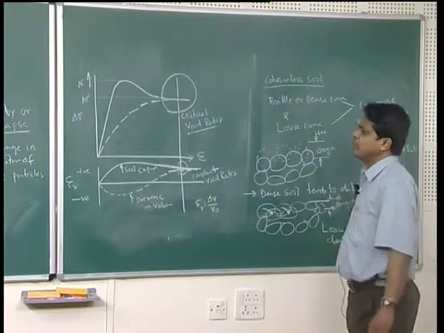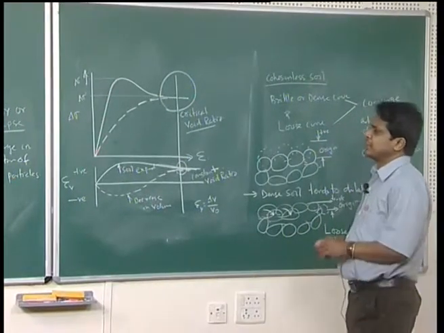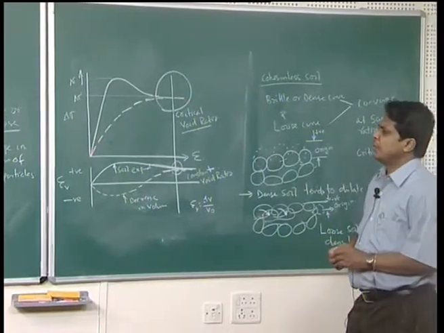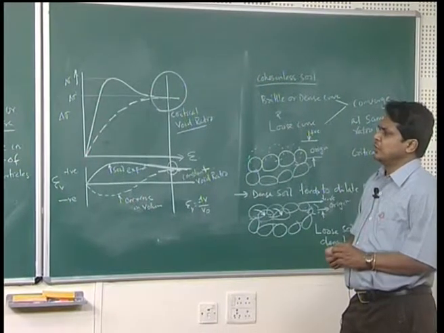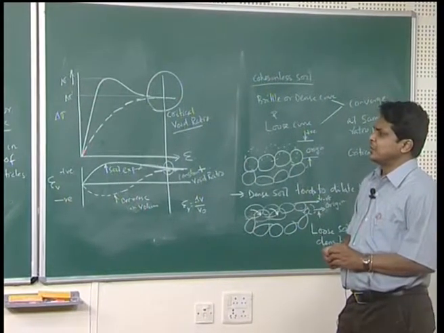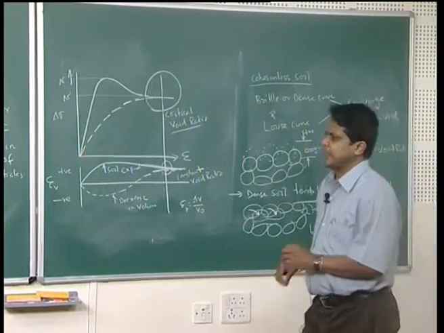Now we will move to three parts of shear strength by means of triaxial tests. One is by means of UU, CU and CD test. One by one we will proceed.